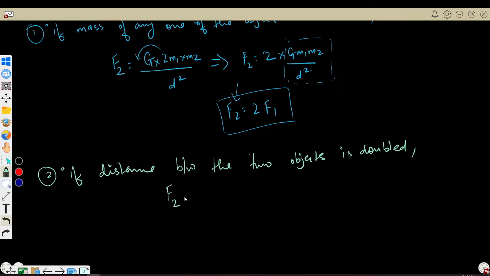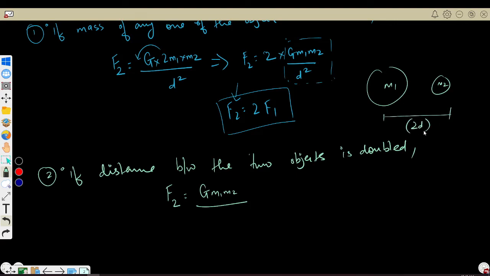Let's say the new force F2 is equal to, now mass is constant, we have not changed the mass this time, so this will be m1 into m2 divided by, but the distance, again I'll draw a rough diagram, mass is m1 and mass is m2. Now the distance measured from the centers is not d, it is actually 2d. The distance between them is 2d. So in the denominator, in place of d square, now we will have 2d whole bracket square.